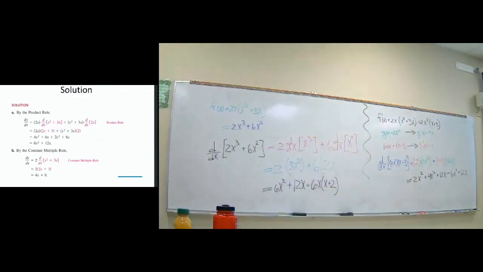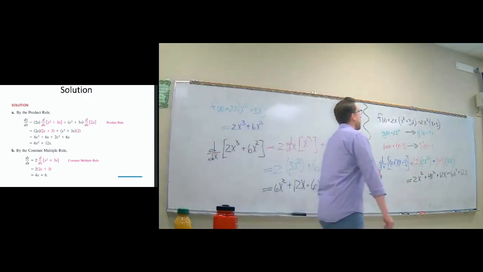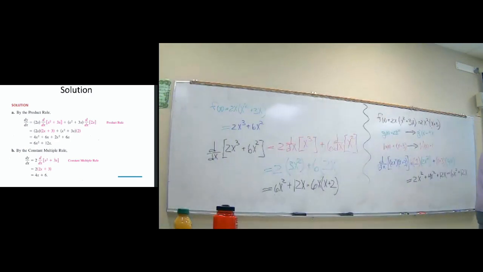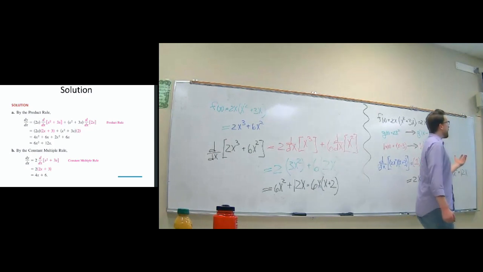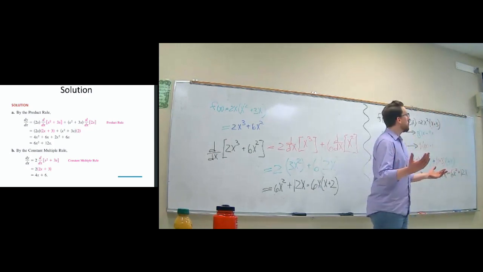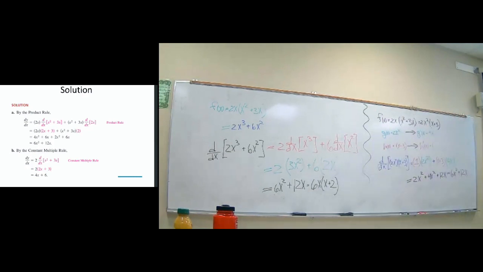So really quickly, looking at the way the book went about this. The book says, okay, first, let's define g of x to be our x squared, right? My mistake, to be our 2x. Then let's define h of x to be our x squared plus 3x. So when we put all of this together, we have g of x times the derivative of h of x plus h of x times the derivative of g of x. So this is doing that.